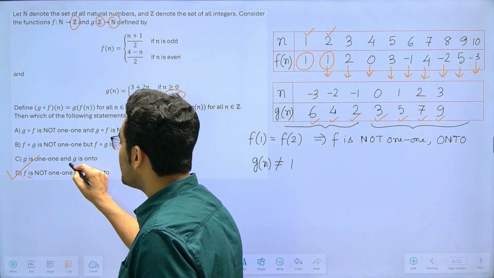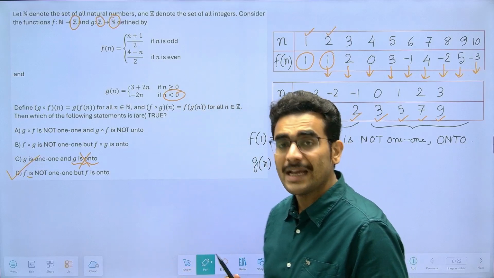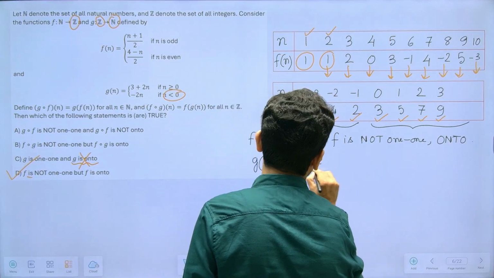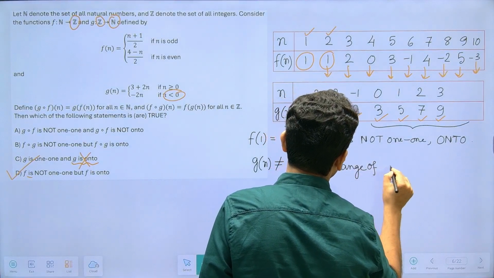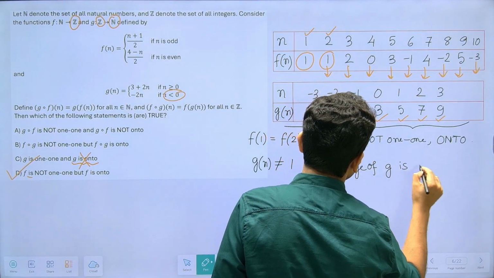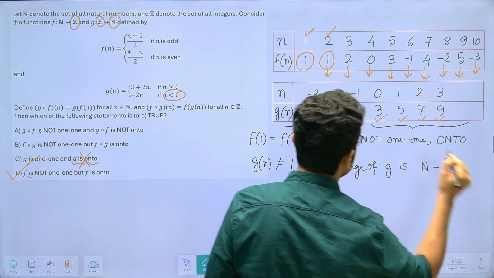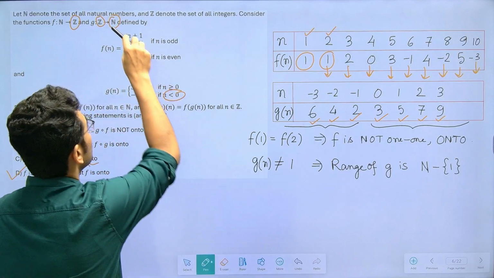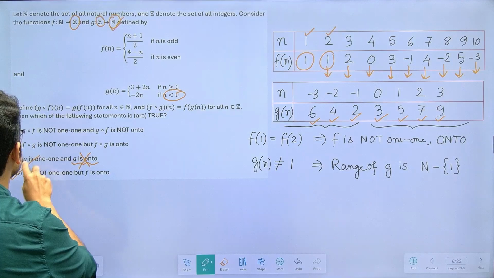So here this statement is wrong. "G is onto" will become wrong because G is an into function. So this will imply the range of G is the set of natural numbers except 1. But its codomain is the natural numbers. So G must be into. So option C is wrong.